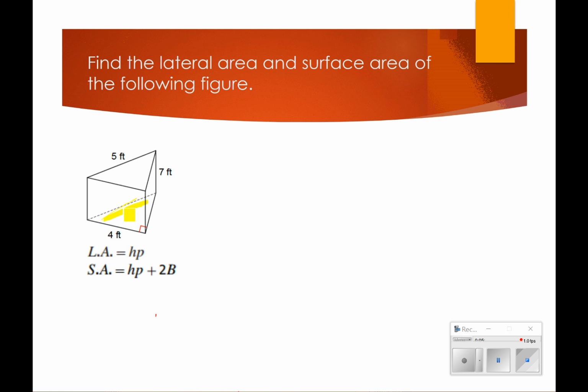So here is one of my bases, and then up here is my other base. I have to find the area of that base, and that base is a triangle. To find the area of that triangle, area is equal to 1/2 the base times the height.